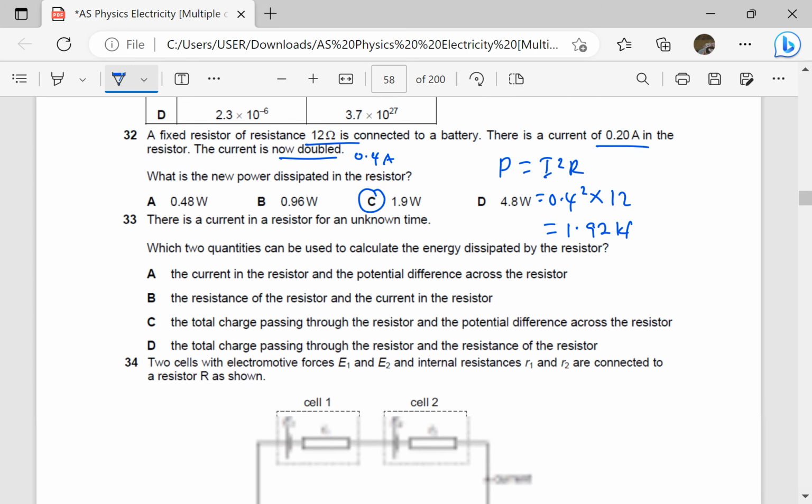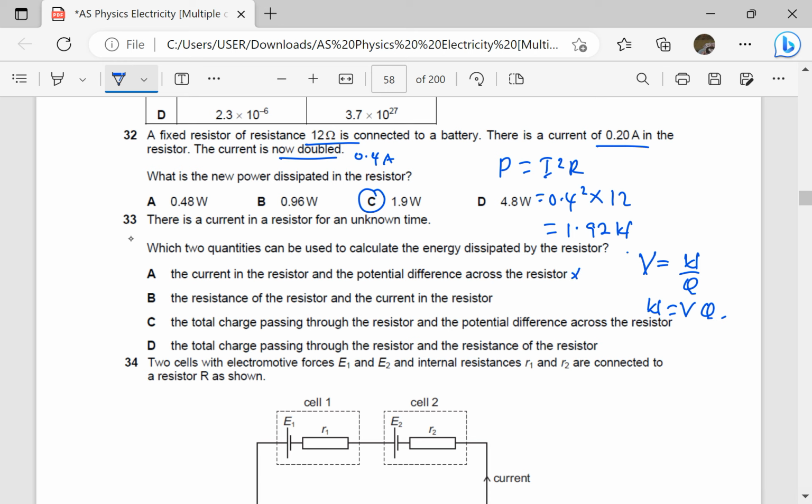There is a current in a resistor for an unknown time. Which two quantities can be used to calculate the energy dissipated by the resistor? Of course, we know that PD is equal to the energy dissipated per unit charge. So the energy dissipated is going to be the PD times the charge. Number one, the current in the resistor and the potential difference across the resistor. So I times V will give us the power. That will not give us the energy dissipated, so this is not correct.